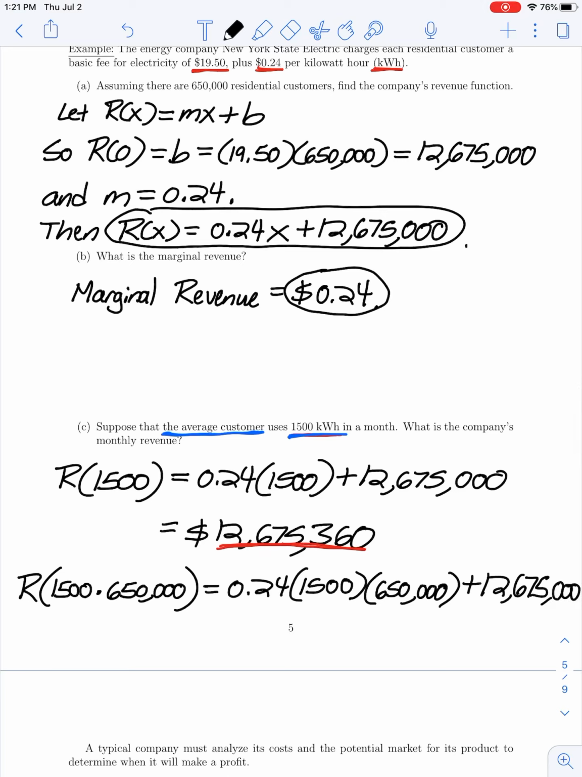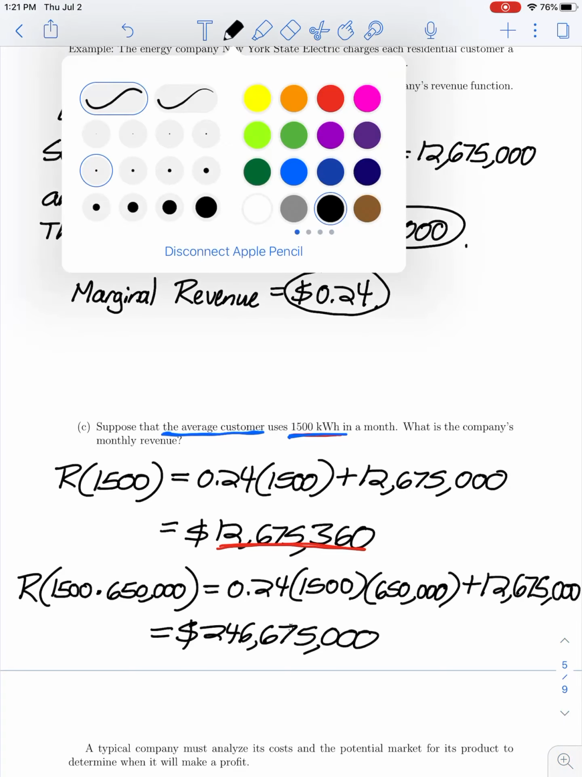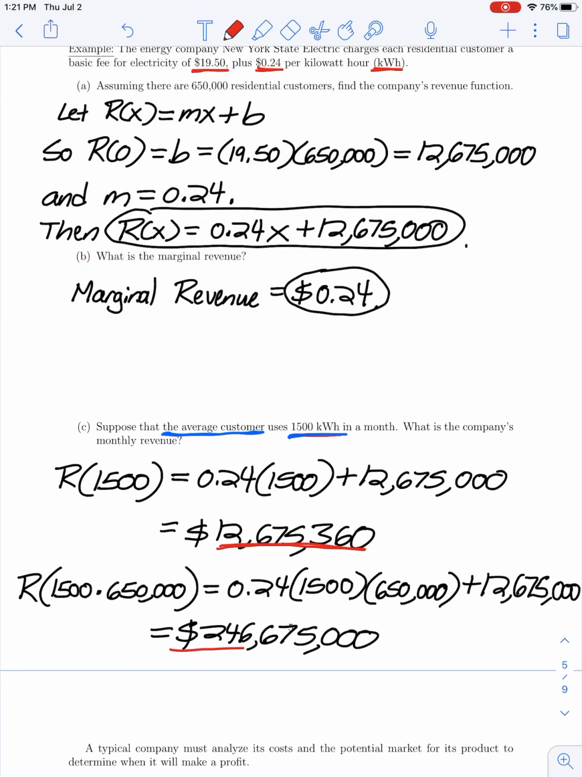Okay, so this comes out to, let's see, 246,675,000. So depending on how this is interpreted, if we're assuming that each customer is using 1,500 kilowatt hours a month, the revenue function is given by the value that we've shown here.